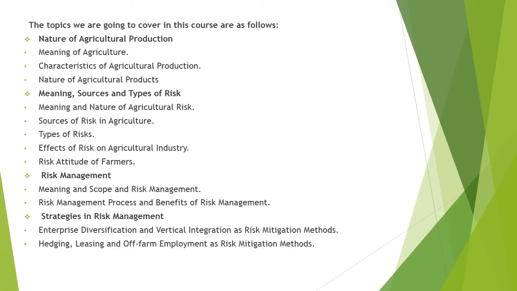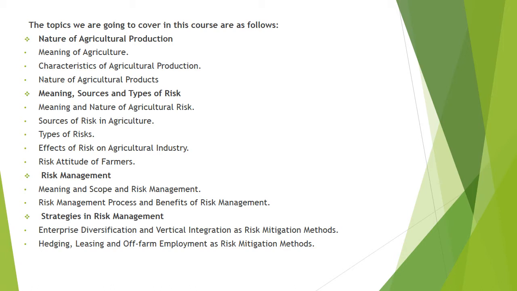We are going to consider the following topics in the course of agricultural risk management. The first topic we are going to treat now is the nature of agricultural production. Under nature of agricultural production, we'll consider meaning of agriculture, characteristics of agricultural production, nature of agricultural products.